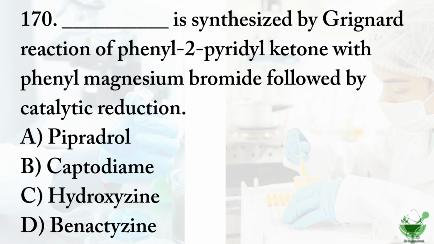Then the last question 170. Dash is synthesized by Grignard reaction of phenyl 2-pyridyl ketone with phenyl magnesium bromide followed by catalytic reduction. Options given are option A piperidol, B captodiene, C hydroxyzine, D benactyzine. The correct answer is piperidol. So we have seen 10 questions.